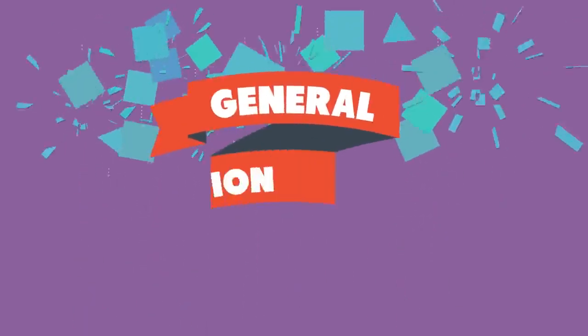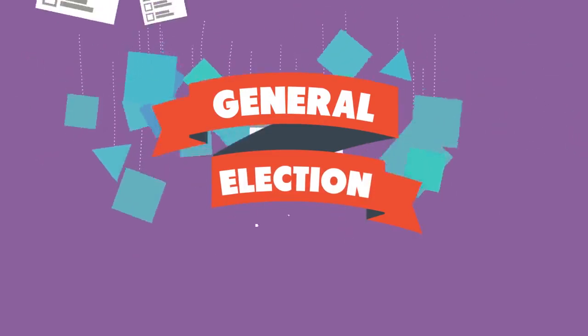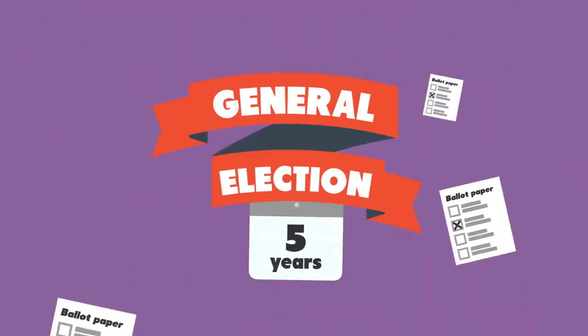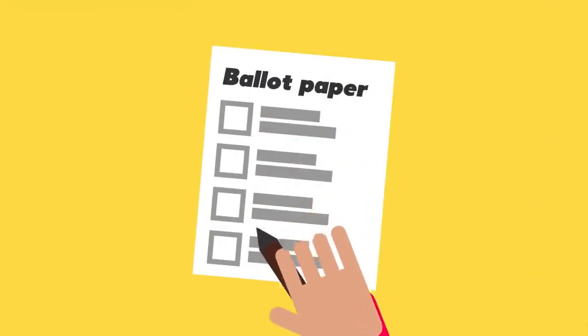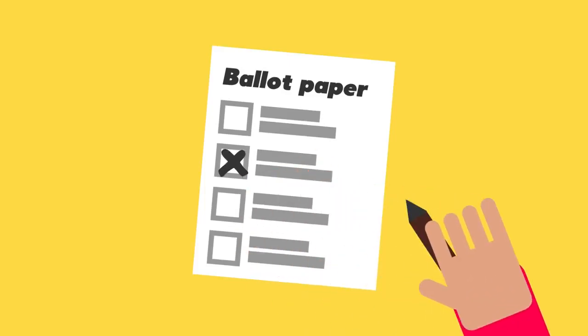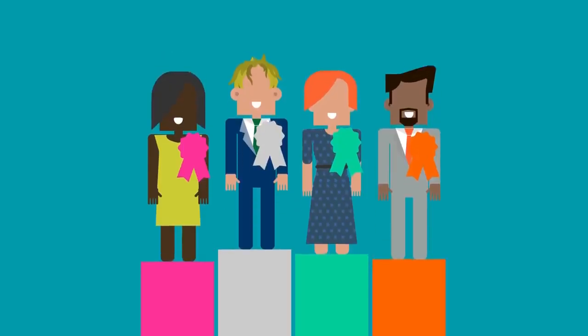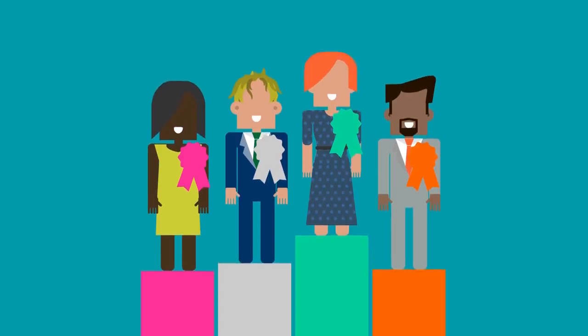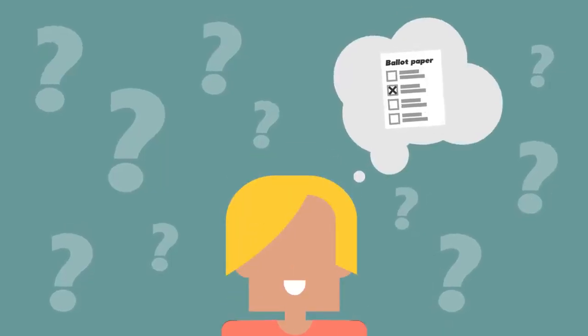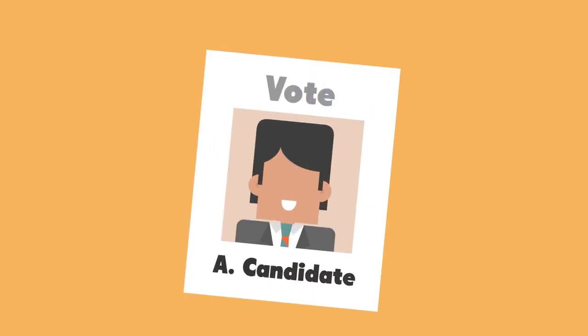General elections take place in the UK usually once every 5 years, and every seat is up for grabs. On polling day, voters make a choice from a list of candidates. The candidate with the most votes then becomes that constituency's MP. OK, but how would I know who to vote for? Before elections, candidates need to campaign to get people to vote for them.